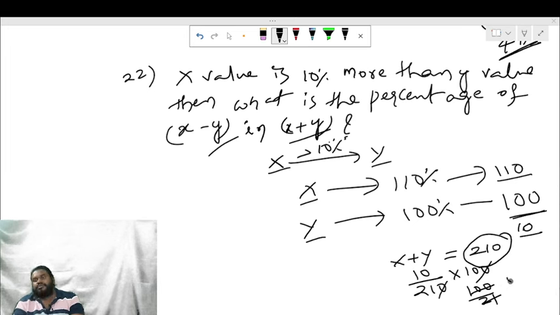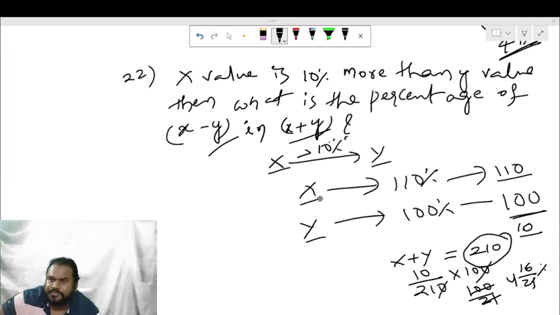So 21 4s are 84. Again 16 by 21%. So 100 by 21: 21 4s are 84, and the remainder is 16 by 21. So 4 16 by 21 is the answer. It means if X value is 10% more than Y value, then X minus Y is 4 16 by 21% of X plus Y. That you can say.